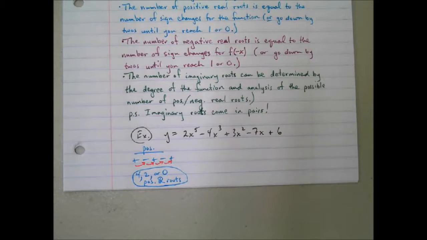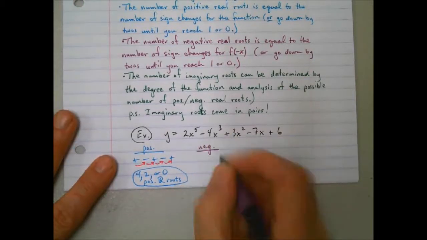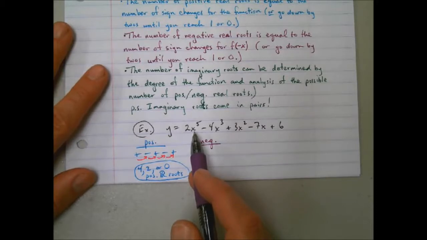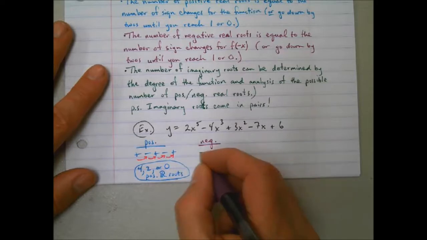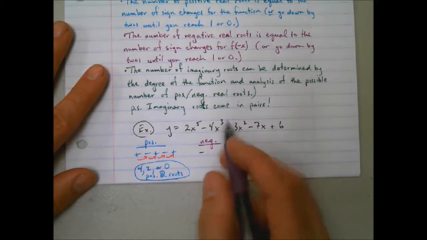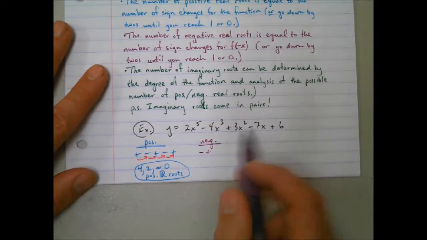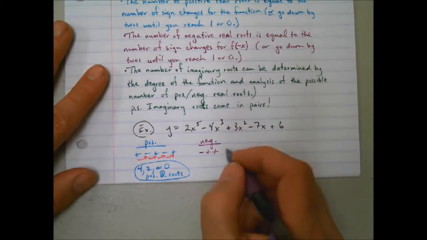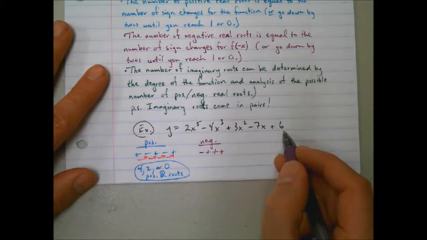Okay, next we're going to check the negative. And when we're doing the negative, we're inputting a negative x. Okay, now, think order of operations. You have to do the exponent before you multiply by the coefficient. So if I input a negative x to the 5th power is negative, times positive 2 is negative. If I do negative x to the 3rd, I get negative, times negative 4 is positive. If I do negative x to the 2nd, I get positive, times positive 3 is positive. If I do negative x times negative 7, I get positive. And plus 6, there's no place to plug in an x, so the sign does not change there.